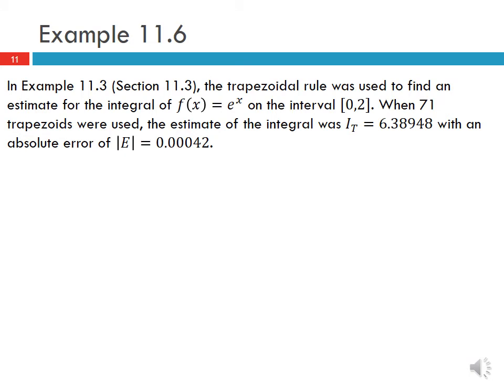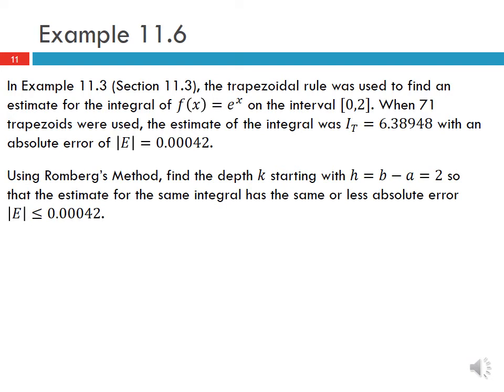So let's do an example. In example 11.3 from section 11.3, the trapezoidal rule was used to find an estimate for the integral of f(x) equals e to the power x on the interval from 0 to 2. We found that when 71 trapezoids were used, an estimate of the integral was 6.38948 with an absolute error of 0.00042.